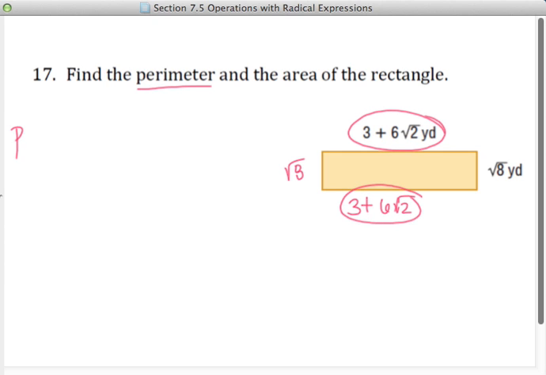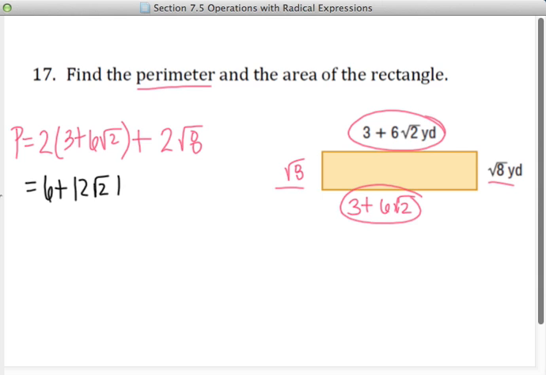So my perimeter, to kind of speed it up, I'm just going to take 2 times 3 plus 6 square root of 2, plus my other side. Once again, there's 2 square roots of 8, so 2 square root of 8. I distribute the 2. And I'm going to start simplifying, because in my square root of 8, there's 4. Square root of 4 is 2. 2 times 4 will be plus 4 square root of 2.